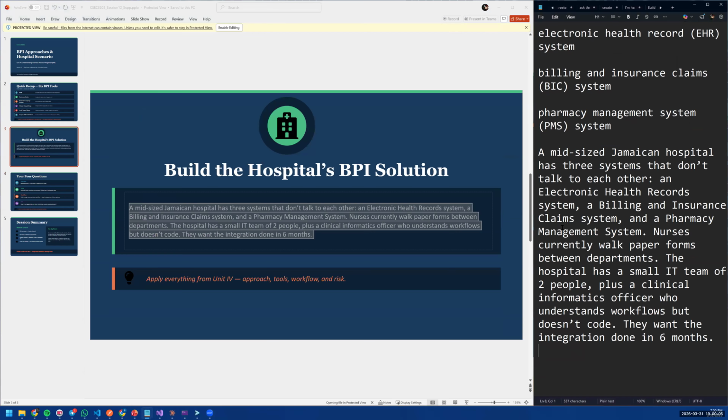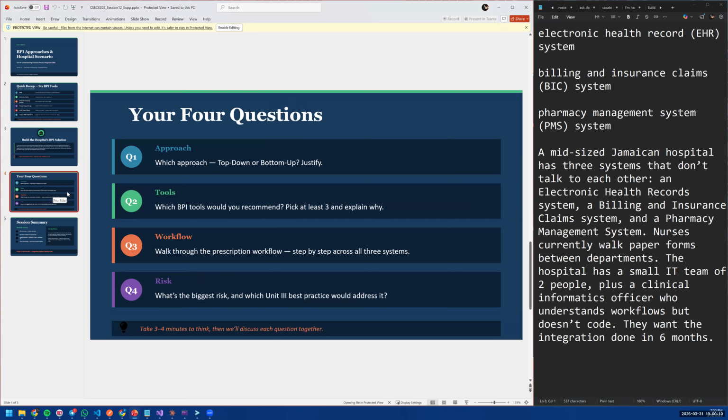So given the scenario that we have here on screen, what approach would you specify or would you propose? I don't want you to justify your answer. Think about all of the implications that we have given the scenario, it being a hospital.